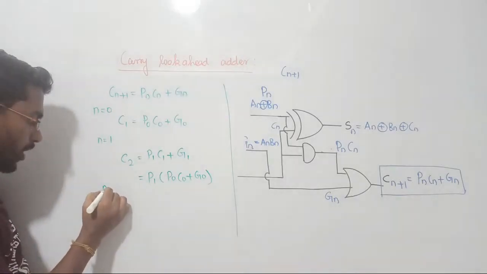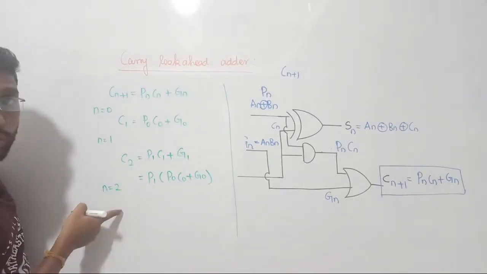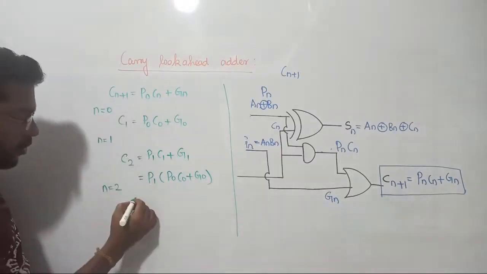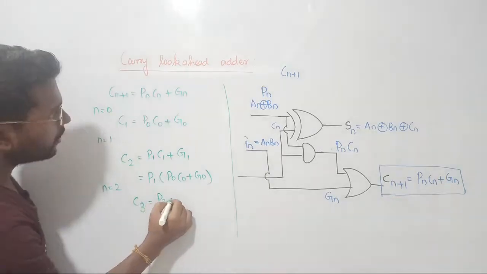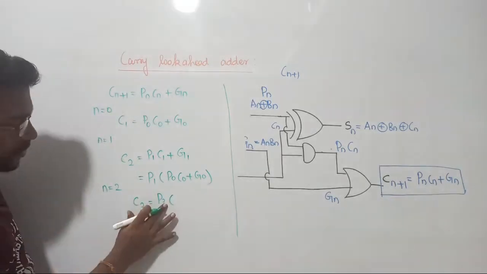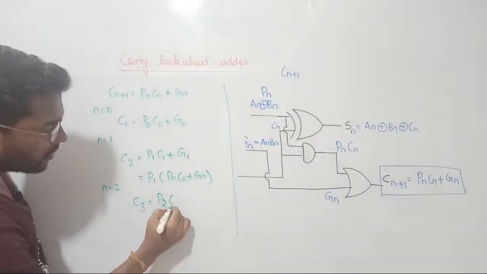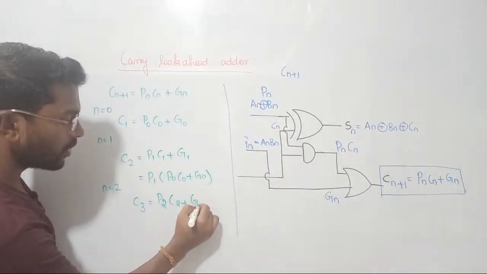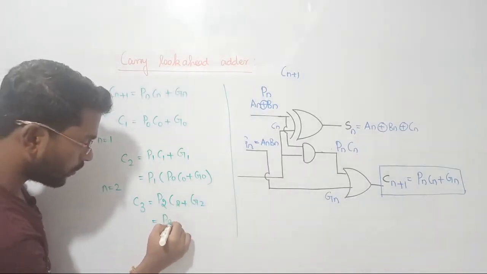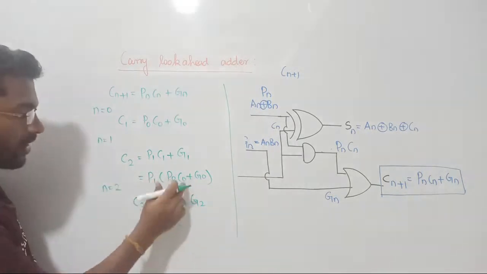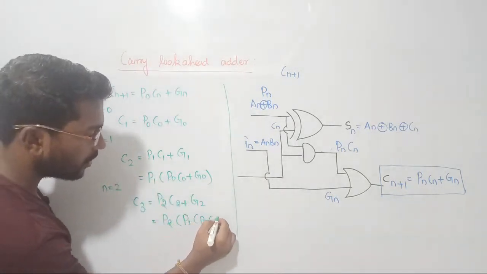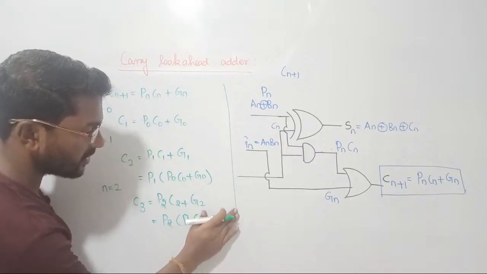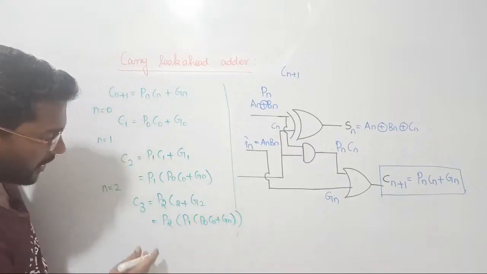Now let me put n equal to 2. If I put n equal to 2, then it becomes C3. C3 will become, sorry, n equal to 2, so that is going to be P2 C2 plus G2. Now see there, if you notice this one, P2 C2 can be replaced by, in the previous expression we got P1 into P0 C0 plus G0. That is the expression that I got for C2, right?